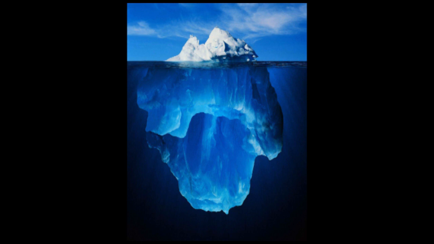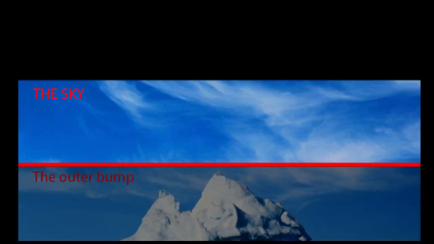So today we're going to be talking about icebergs, and this is an explanation for an iceberg. If you should ever find yourself out in the ocean, you'll know all the signs to identify an iceberg at a distance. Number one, the sky.